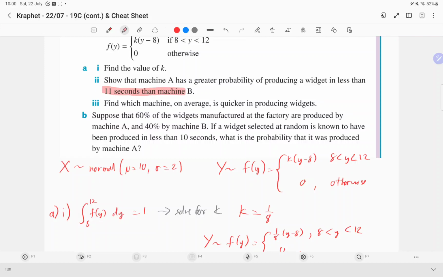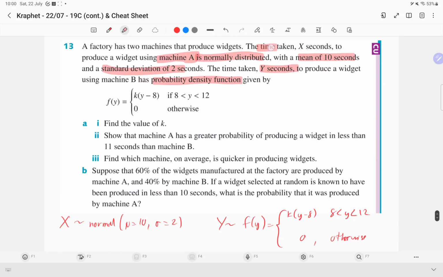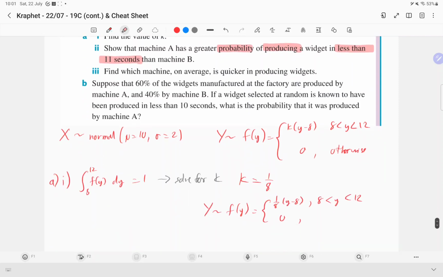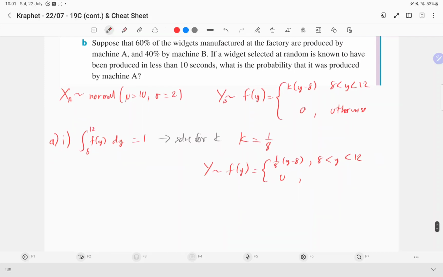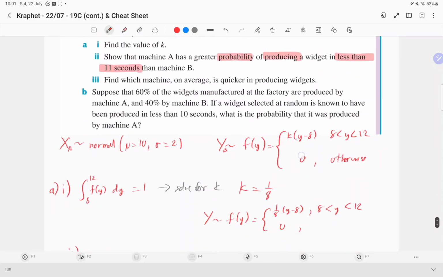What do we need to calculate here for question A2? No idea? Note that X and Y is the time taken to produce something, and they ask the probability of producing it in less than 11 seconds. There are 2 distributions: X is machine A and Y is machine B. Machine A is normal. Can I ask you something? Can you do question A1 again? I still don't understand.